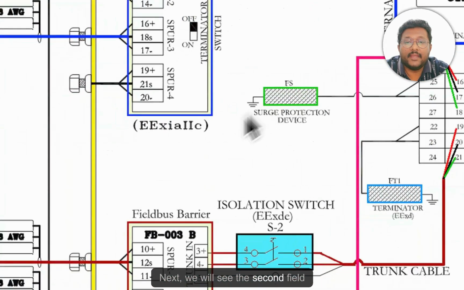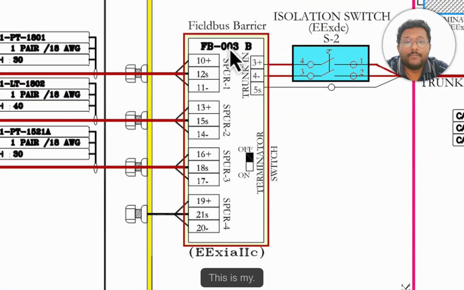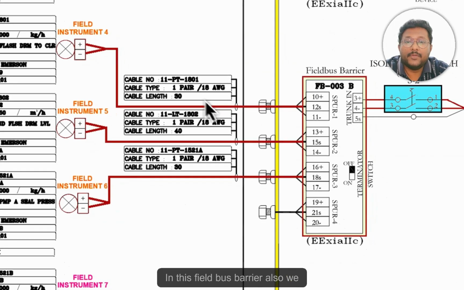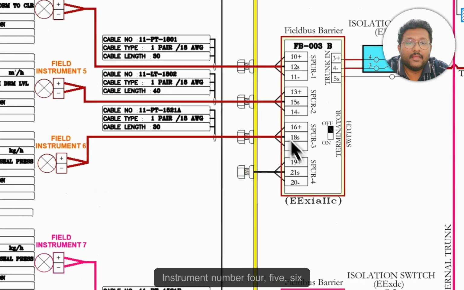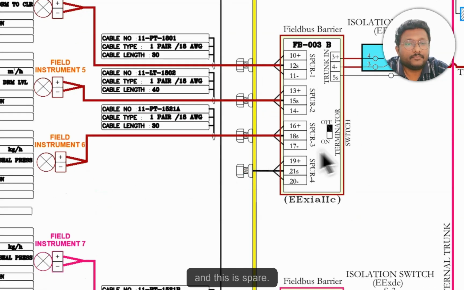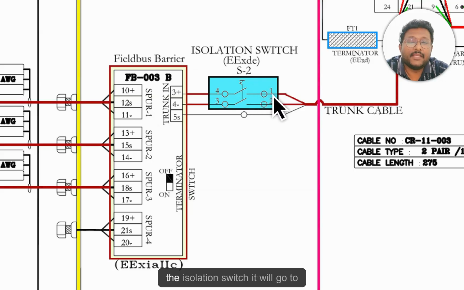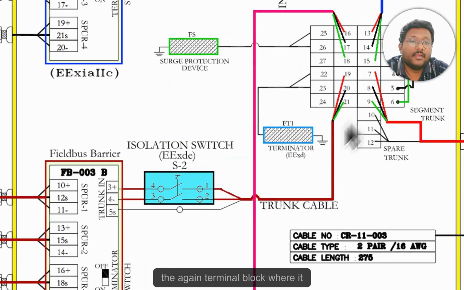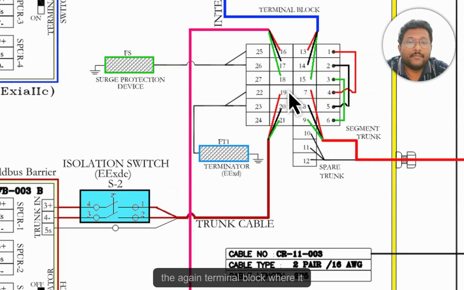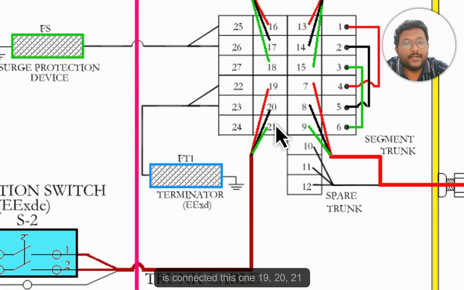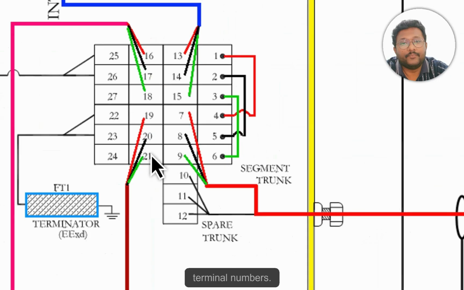Next, we will see the second field bus barrier. This is my second field bus barrier. In this field bus barrier also we connected three instruments: instrument number 4, 5, 6, and this is spare. Okay, and from the field bus barrier it will go to the isolation switch, and from the isolation switch it will go again to the terminal block where it is connected. This one, 19, 20, 21 terminal numbers, right?